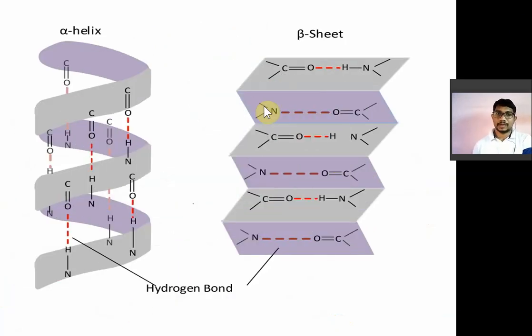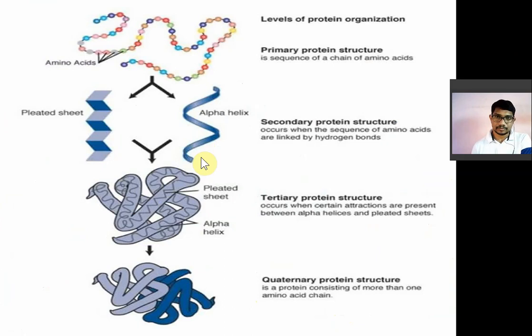Again, you can see over here, it is the structure of your alpha helical or alpha helix, and it is the structure of your beta pleated sheet. So you can see the hydrogen bonds are parallel to the peptide backbone in case of the alpha helical structure. In the beta pleated sheet, they are perpendicular to the peptide backbone. Okay. Now levels of organization of protein. Now primary structure of protein, what will it be, how does it form?